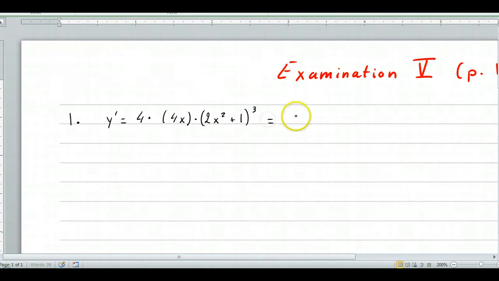So this is it. So it should be 16x times 2x squared plus 1 cubed, and that's E, 16x (2x squared plus 1) cubed. Make sure you pay attention. Don't read it too quickly. Make sure you read carefully the answer. Okay.